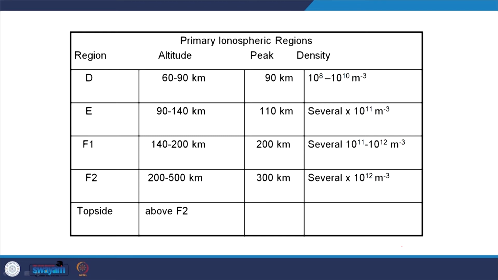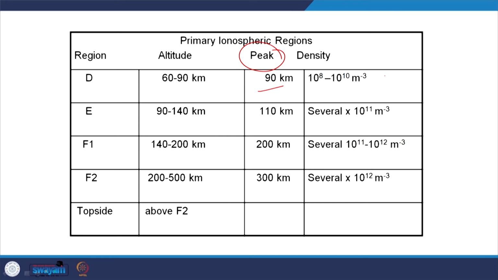Now, coming back, you have 4 different layers D, E, F1 and F2. The altitudes: 60 to 90 kilometers is the D layer, 90 to 140 is the E layer, F1 is 140 to 200 and 200 to 500 or 600 kilometers is the F2 region. So, this is the peak. Within a layer, the point where the maximum electron density is found is called the peak, and the D layer will have a typical density of 10 to the power of 8 to 10 to the power of 10 per meter cube.